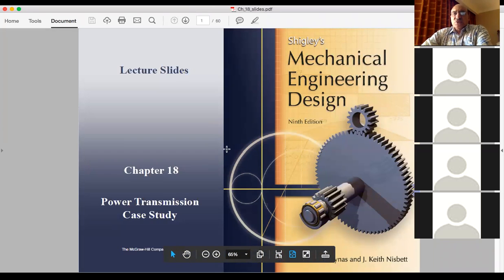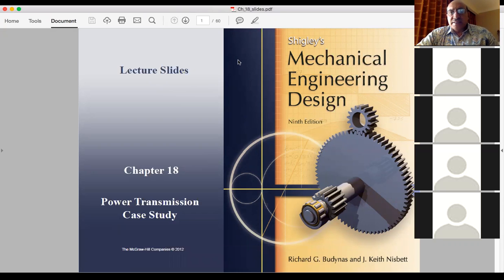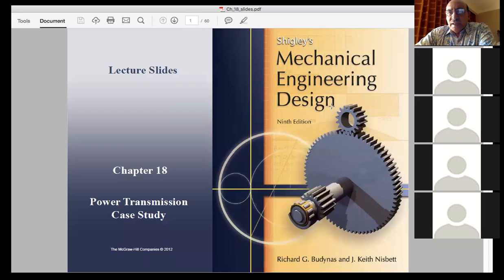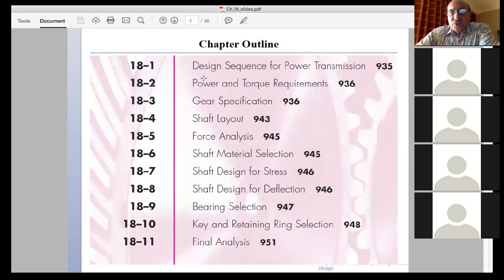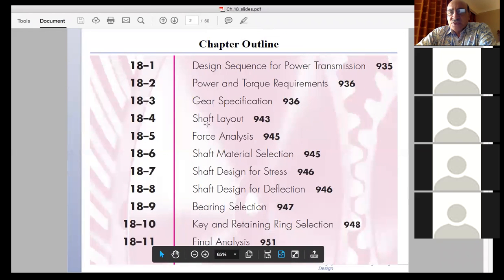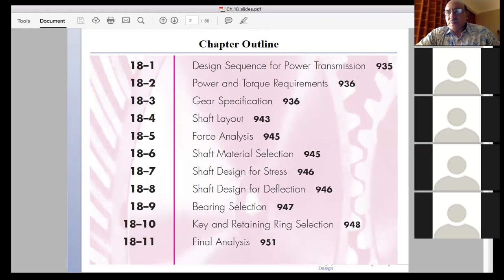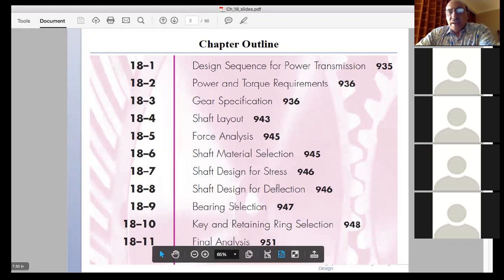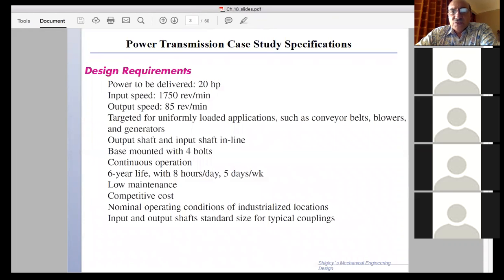for that project. So right after the midterm, as I mentioned, you're going to have to go to chapter 18 on your own as learning material, as you can see here. So chapter 18 is a case study for the power transmission, and the case study goes through the elements starting from power and torque requirements, gear selection, shaft layout, forces, designing for stress, designing for deflection, bearing, and key selection. So it's exactly what I've shown you in terms of the requirements for writing your final report in the 9th week and to be submitted in the 10th week.